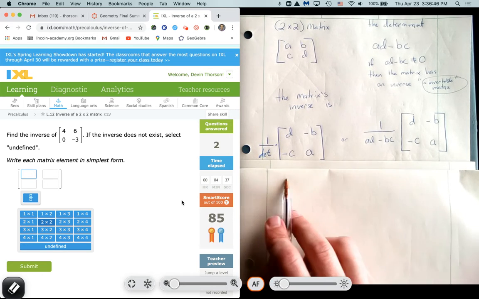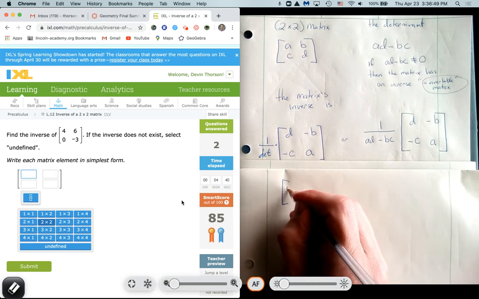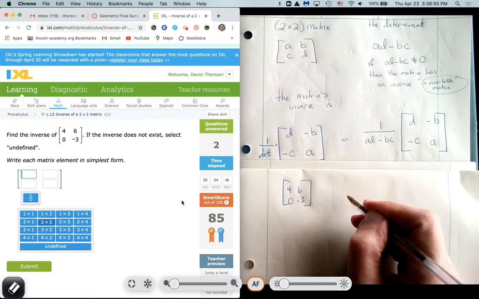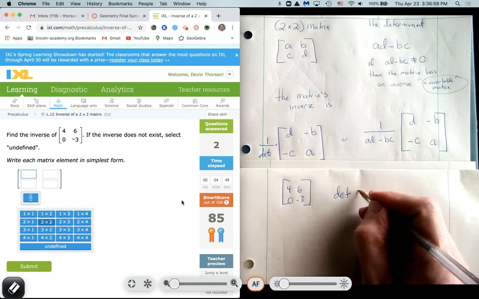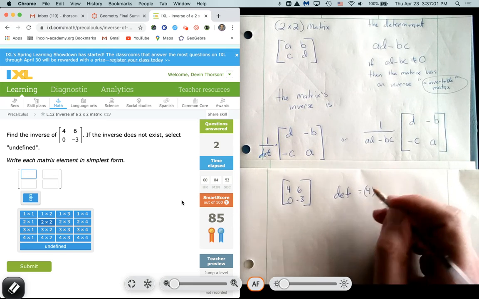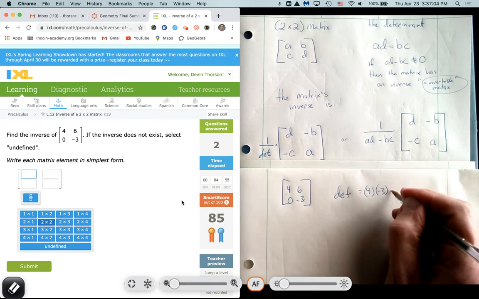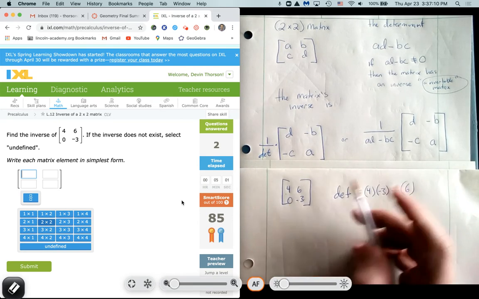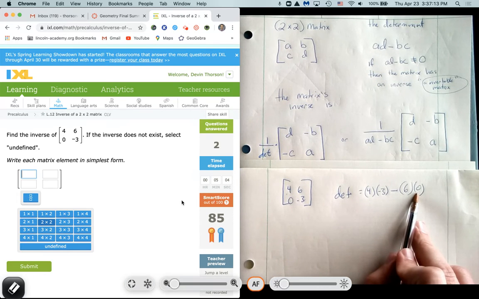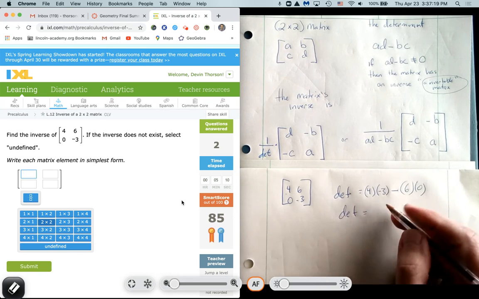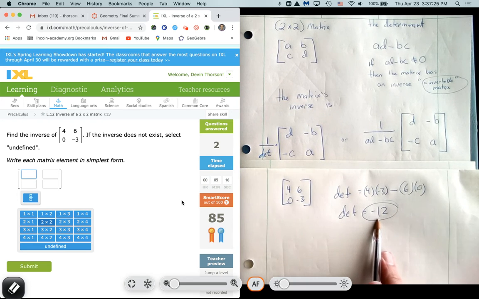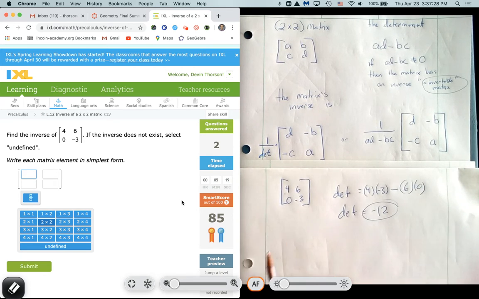So what I'm going to do is, again, take the matrix they give me, 4, 6, 0, and -3. And I'm going to find the determinant first, which is equal to the A value, 4, times the D value, which is -3, minus the B value, which is 6, times the C value, which is 0. And that's why they keep throwing in a 0. It makes the determinant always a value because you're going to be minus 0. My determinant then is -12 minus 0, or just -12. Since that's a non-zero number, this matrix does have an inverse.